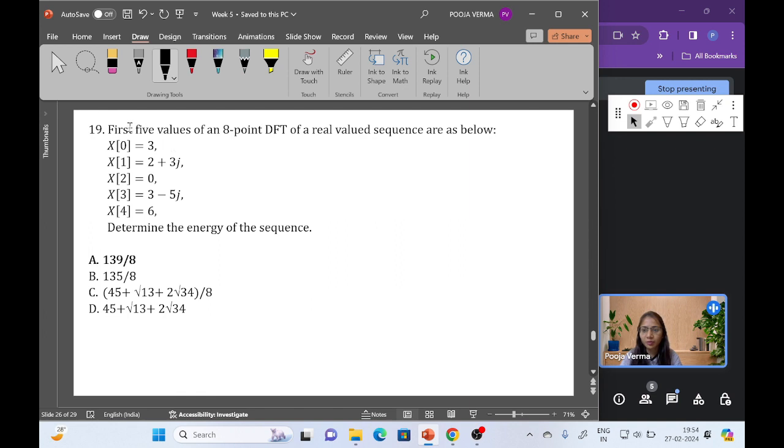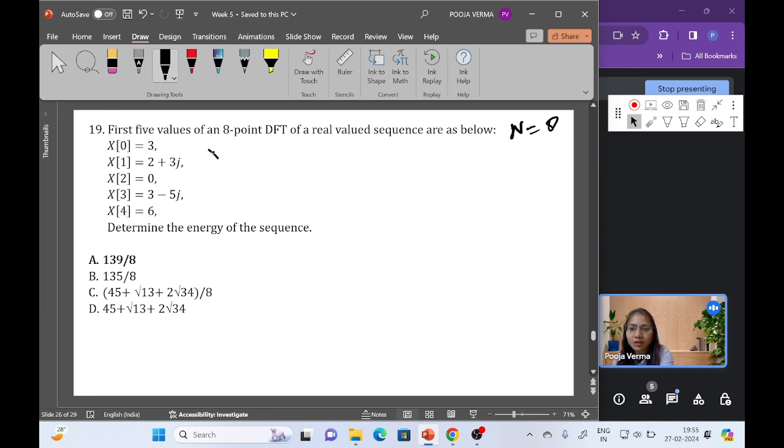So we have solved this type of question already. Again, we are going to solve this. The first 5 values of the 8-point DFT of a real valued sequence are as given below. X of 0 is 3, x of 1 is 2 plus 3j, x of 2 is equal to 0, x of 3 is equal to 3 minus 5j, x of 4 is equal to 6. Determine the energy of the sequence. Here it is an 8-point DFT, so n is equal to 8. So we need to find the other values, that is x of 5, 6 and 7.